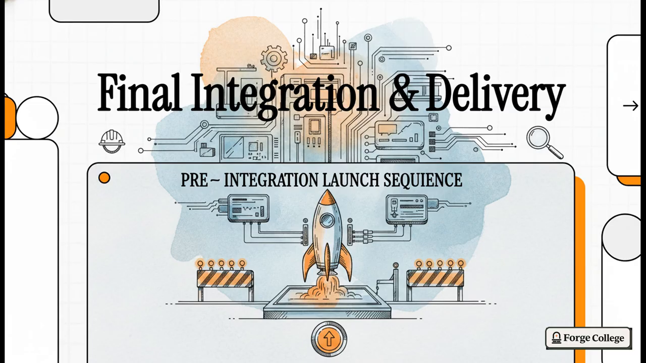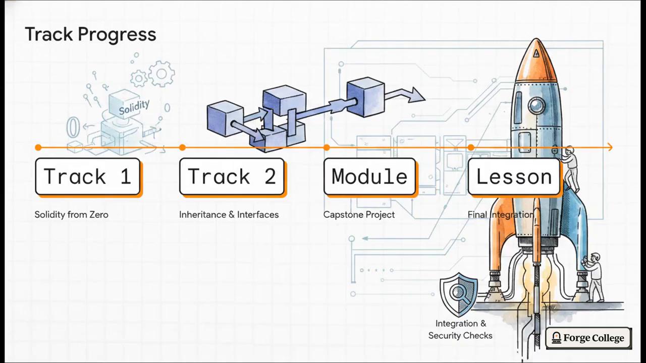Let's get into it. Just to anchor ourselves in the curriculum timeline real quick, look at how far we've actually come. We kicked things off with Solidity from zero. We wrestled with the complexities of inheritance and interfaces, and then we tackled the capstone project design. In our last mission, we ran rigorous integration testing and security checks, basically hunting for any tiny cracks in the hull. So today, sitting here at point 4, it's all about bolting those final pieces together for liftoff. This is exactly where all that hard work becomes a fully packaged reality.